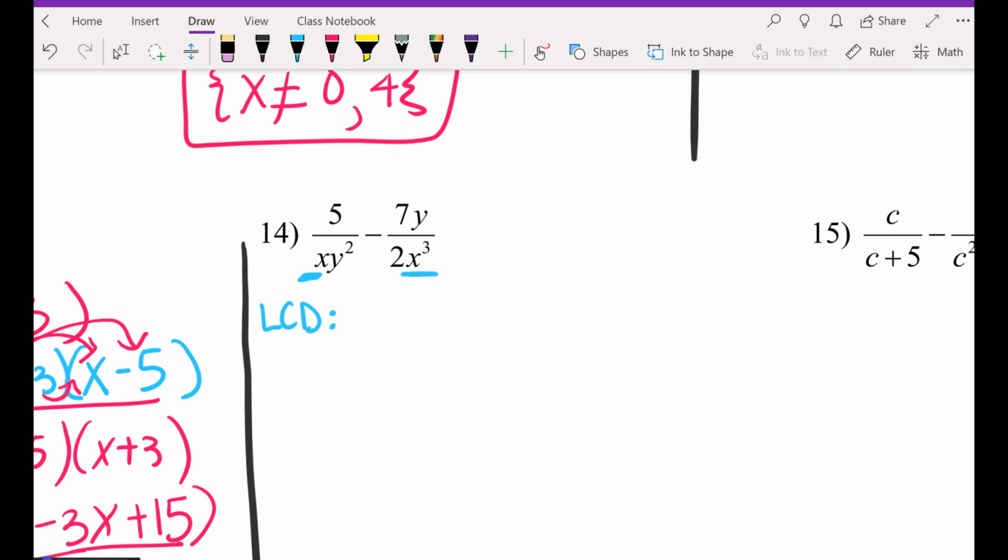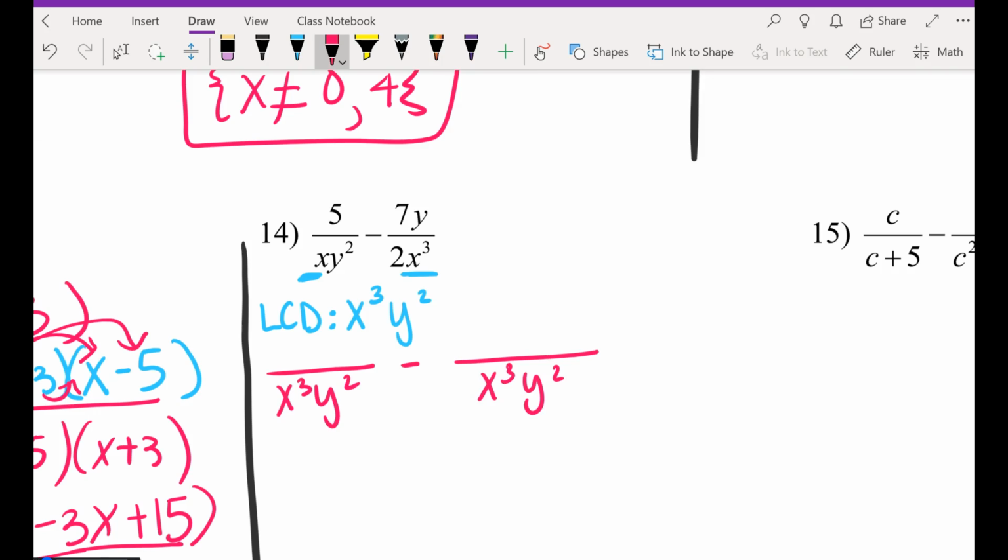Which one is the larger multiple? X to the third. Then you have y squared and no y at all. So which one is the larger multiple? Y squared. Okay, so that's now your common denominator. Blank minus blank. I have x cubed and y squared. I'm also missing a what? A 2. You have a 2 here and nothing over here. So I also have to take that. So can I stick the 2 in the front? Yep.